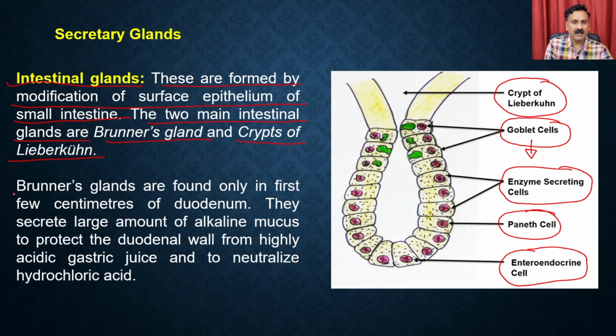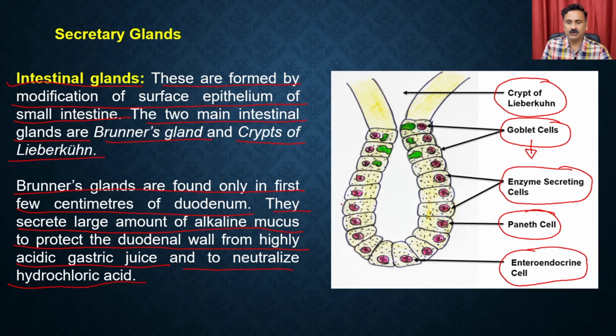So, Brunner's glands are found only in the first few centimeters of the duodenum. They secrete a large amount of alkaline mucus to protect the duodenum wall from the highly acidic gastric juice and to neutralize the hydrochloric acid.